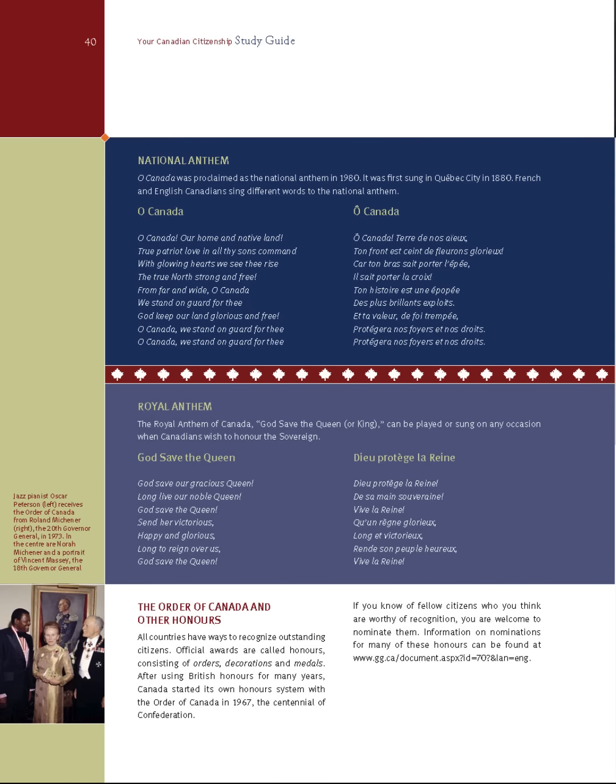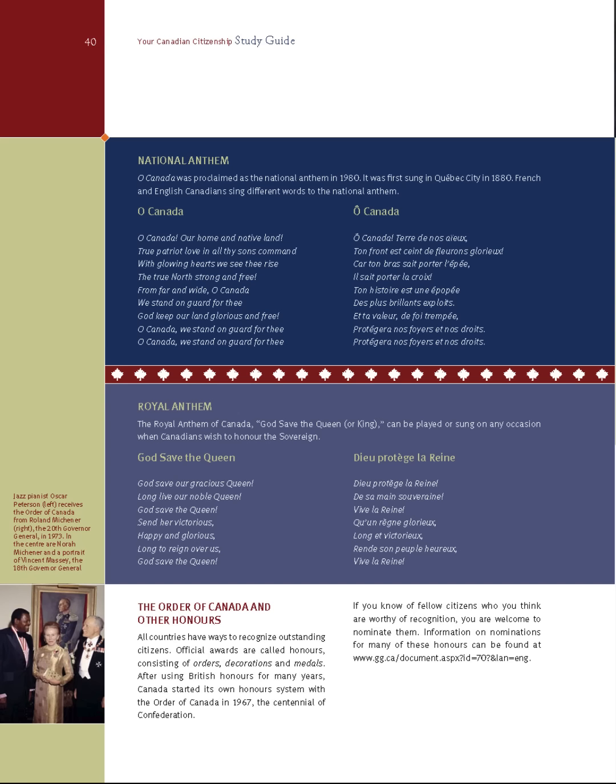National Anthem. O Canada was proclaimed as the national anthem in 1980. It was first sung in Quebec City in 1880. French and English Canadians sing different words to the national anthem. See lyrics below.